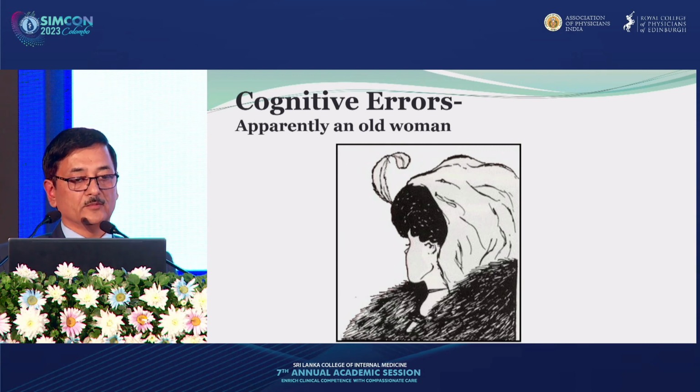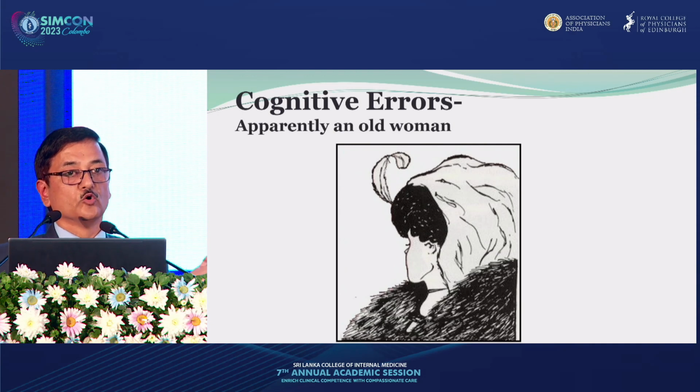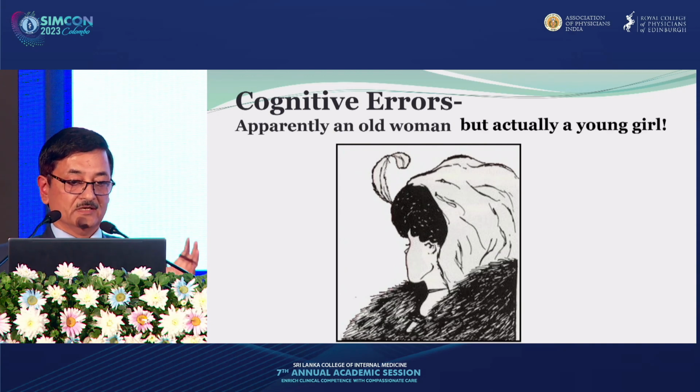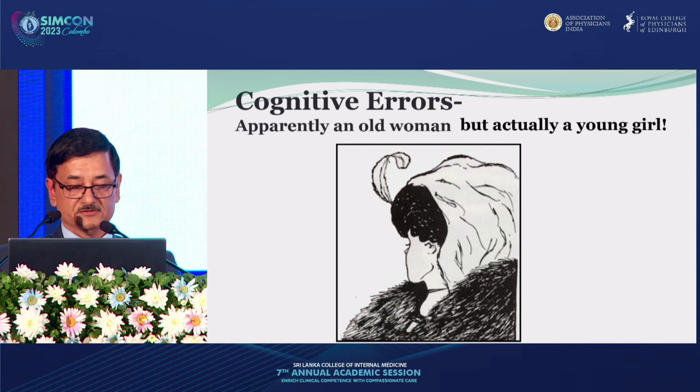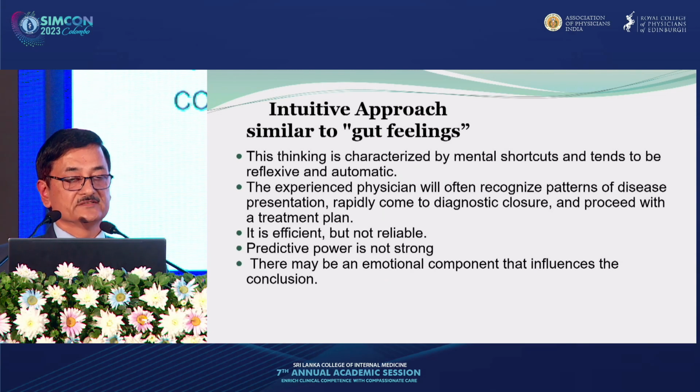So this is now about the cognitive errors. If you see this picture, it apparently is an old woman. But if you see the top one, now you will see that this is a young girl. So this is how we do things, what we understand, and we are mostly guided by our gut feelings. And these gut feelings may be correct, but they are not efficient, and they are not reliable. The predictive power is not very strong. So over a period of time, we develop those shortcuts and formulas, and we try to adapt to them, but we do not go to the proper things.